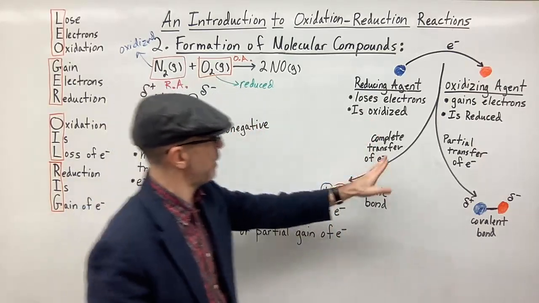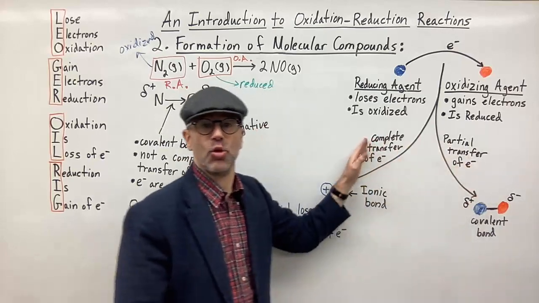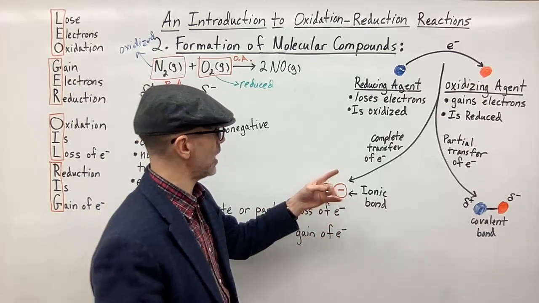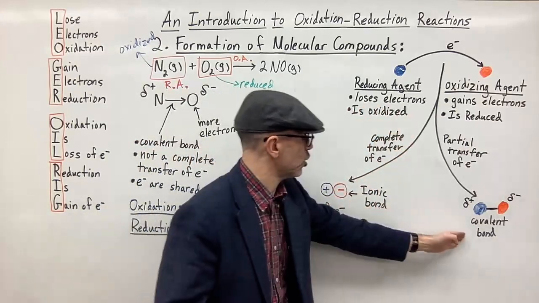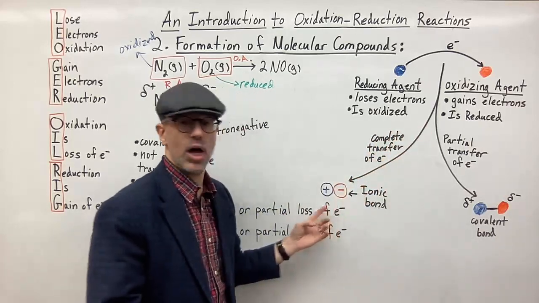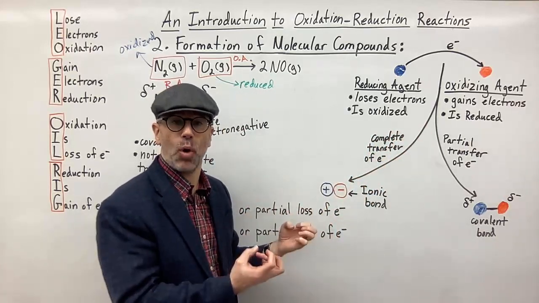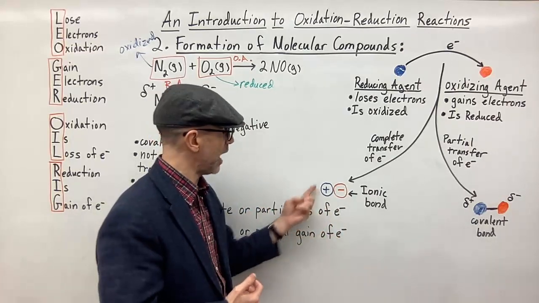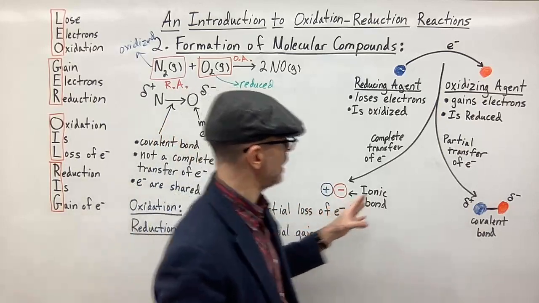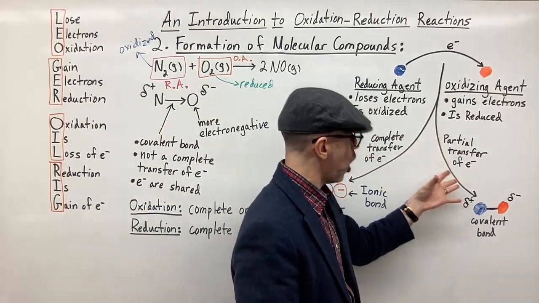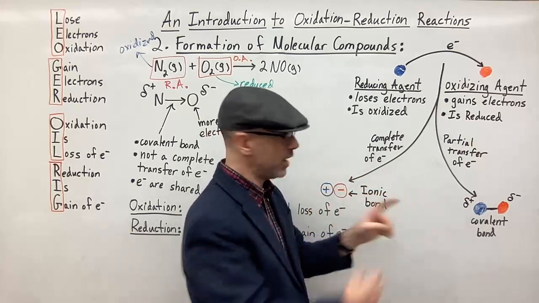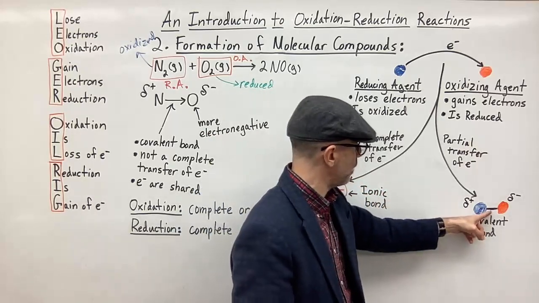And so depending on whether you have a partial or complete transfer of electrons, you're going to get either ionic or covalent. If it's a complete transfer of electrons, then you end up with charges on both of your elements, and you form ions, and therefore you get an ionic bond. And if it's only a partial transfer of electrons, meaning that the electrons are shared between the atoms, then you form a covalent bond.